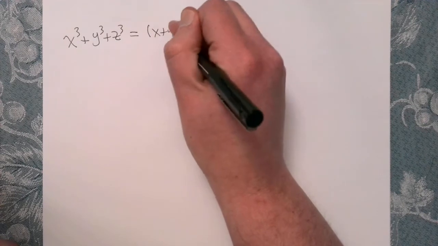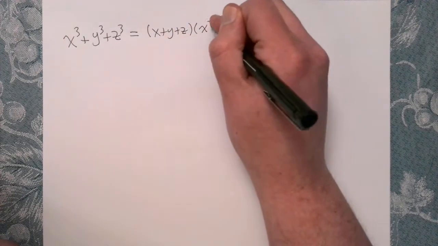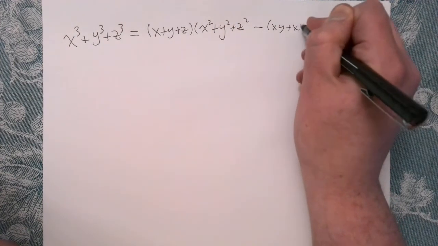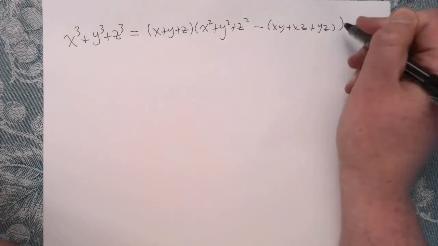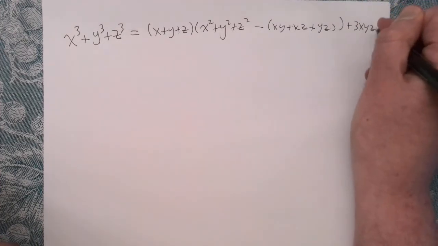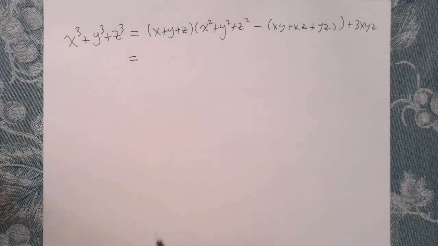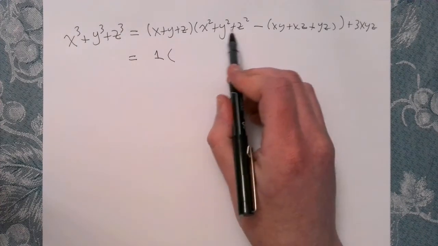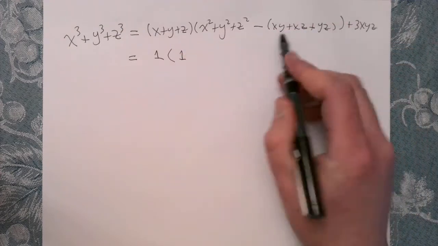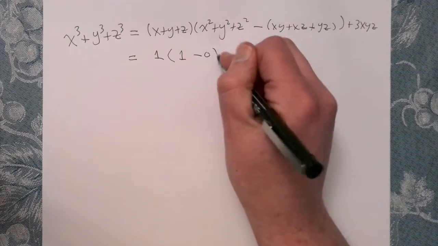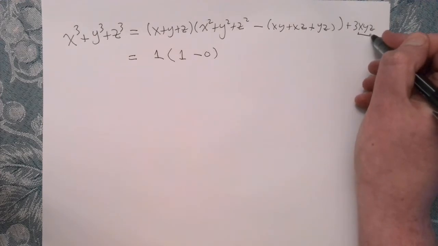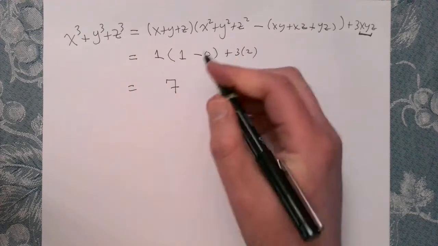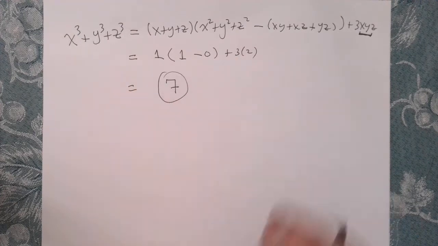So again, from our long division, we had this. Okay, so we said this was 1. We also said that this was 1 from before. So this looks like 0. And this, from our assumption, was 2. And so it looks like x cubed plus y cubed plus z cubed is exactly 7.